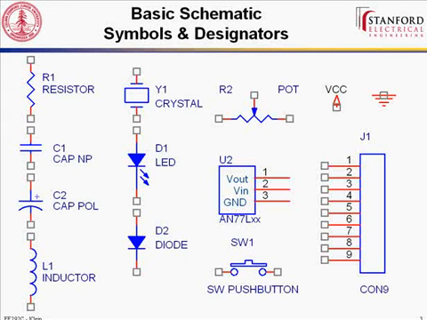Or on the capacitor, C1, instead of saying cap NP, you would say 0.1 UF for 0.1 microfarads. So these are just there. This is what it will default to when you use Capture. It'll show you the name of the part so you kind of know what it is. But before you actually finish your schematic, you need to replace those names with the actual part.